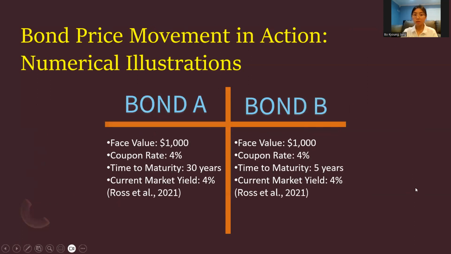Bond price movement in action. Let's illustrate with a simple example. If interest rates increase by 1%, bond A's price may drop by approximately 23%, while bond B's price may drop by around 4%. This demonstrates the higher sensitivity of bond A to interest rate changes.